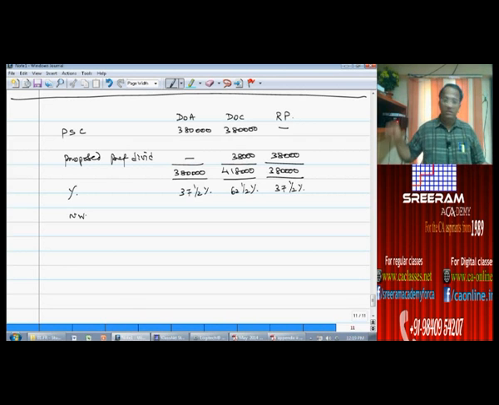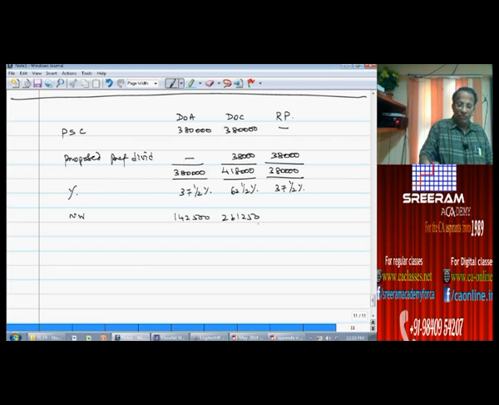So apply 37.5% on 3,80,000. 142,500. $261,250. 14,250.